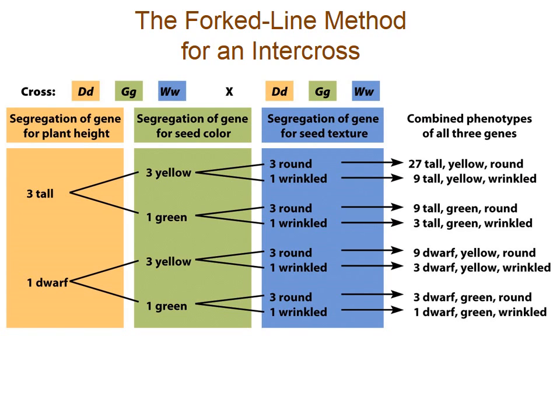You're creating this tree. And so once you have all of those spelled out, you can go through and say, okay, how many are going to be tall, green, wrinkled? You go through and you times 3 times 1 times 1 equals 3. You put 3 tall, green, wrinkled. Okay? How many are going to be tall, yellow, round? 3 times 3 times 3 gives you 27. Okay? How many are going to be dwarf, yellow, wrinkled? Go through and you times those out. Okay, what do all of these add up to?